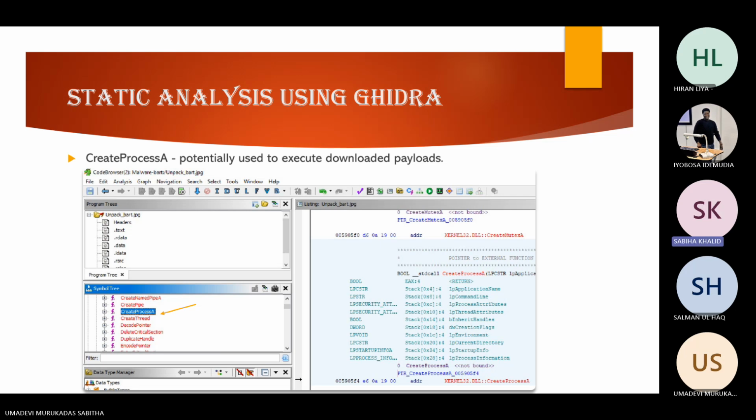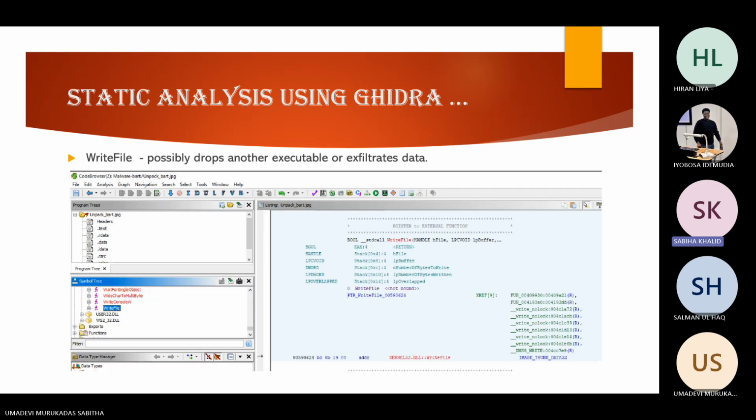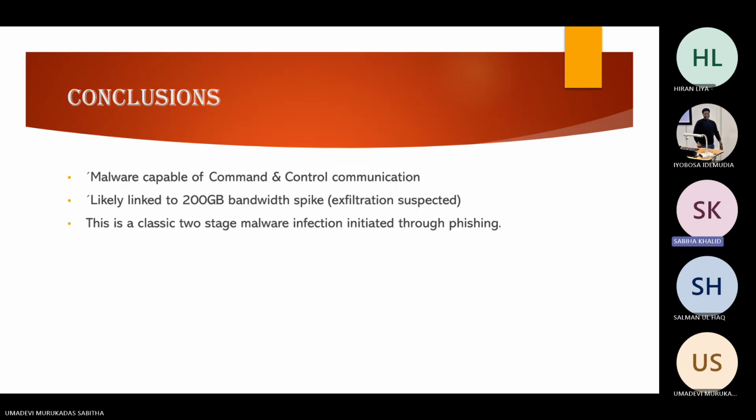In the next, the code shows signs of malicious behavior such as registry modifications, credential access, and command executions. It indicated an attempt to maintain persistence and potentially steal data. In conclusion, this is a classic two-stage malware infection initiated through phishing. The document file acts as a dropper and the bart.jpg file delivers the actual payload.